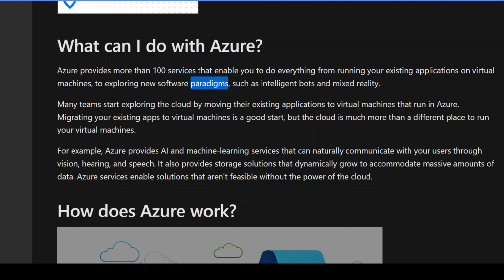Many teams start exploring the cloud by moving their existing applications to virtual machines that run in Azure. Migrating your existing apps to virtual machines is a good start, but the cloud is much more than a different place to run your virtual machines. For example, Azure provides AI and machine learning services that can naturally communicate with your users through vision, hearing, and speech. It also provides storage solutions that dynamically grow to accommodate massive amounts of data. Storage solutions, okay. AI. Yan ang sinasabi ko na maraming mga call center reps mawalan trabaho kasi may ganyan na. Alright, Azure services enable solutions that aren't feasible without the power of cloud. Okay. Alright, video ulit. Tuloy natin.